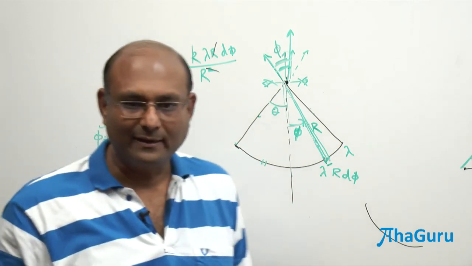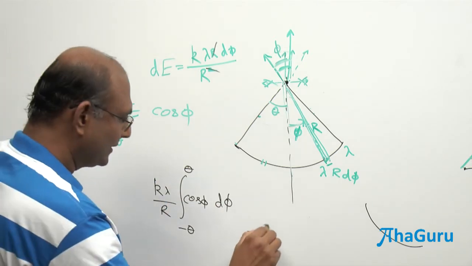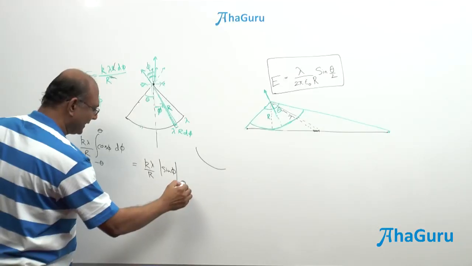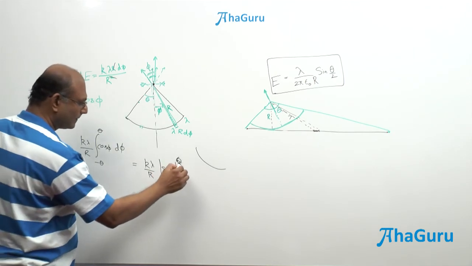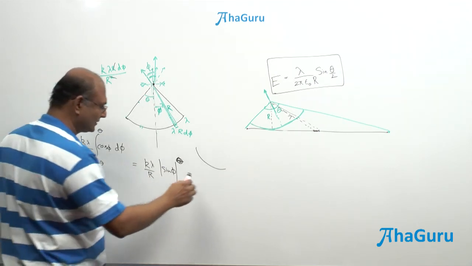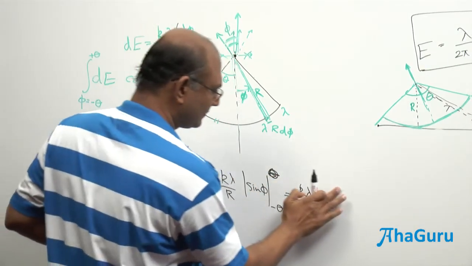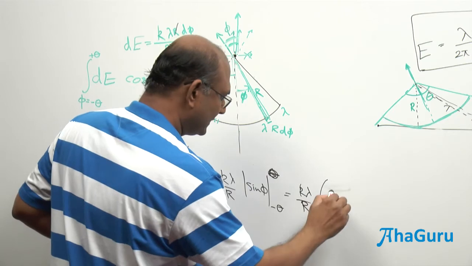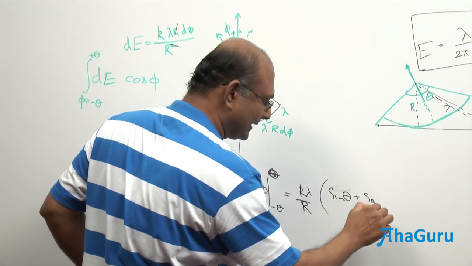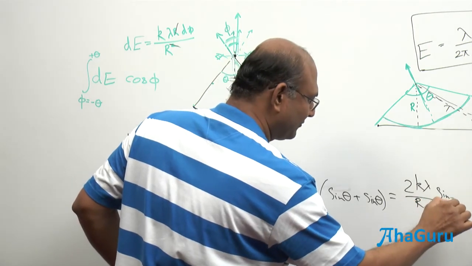What is the integral of cos phi d phi? Sin phi, because differentiate sin phi, you get cos phi. So it is k lambda by r sin phi between the limits of minus theta to theta. And so this is sin theta minus of minus sin theta. So this is going to be k lambda by r into sin theta minus sin of minus theta, which will basically become plus sin theta again. So I've got 2k lambda by r sin of theta.